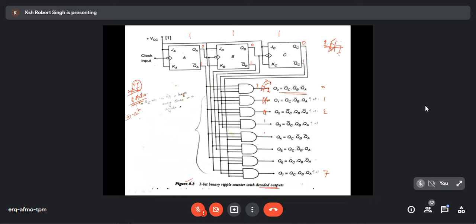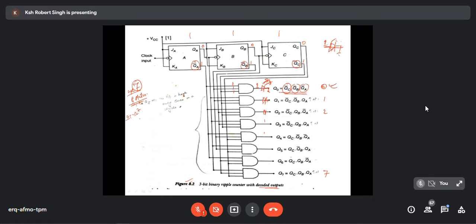Then QA bar will become 1, QB bar will be 1, QC bar will become 1, because they are complements. Then let me connect QA bar, QB bar, QC bar, 1, 1, 1, to an AND gate, and it will give a high signal. This LED will glow. The rest of the LEDs will not glow, and this means 0.